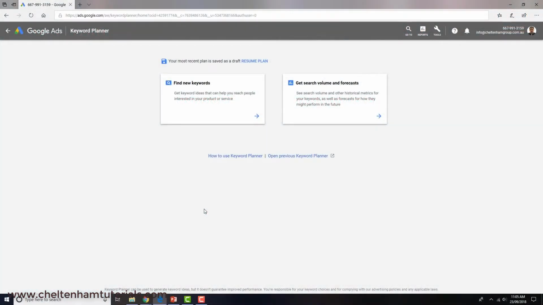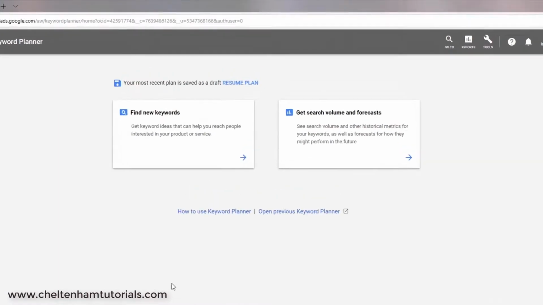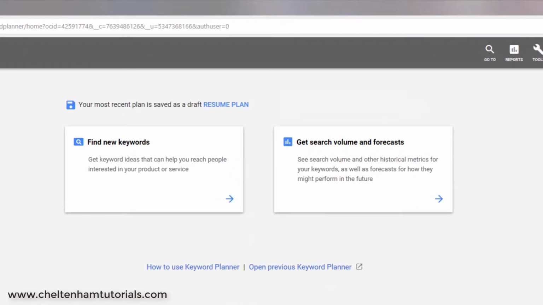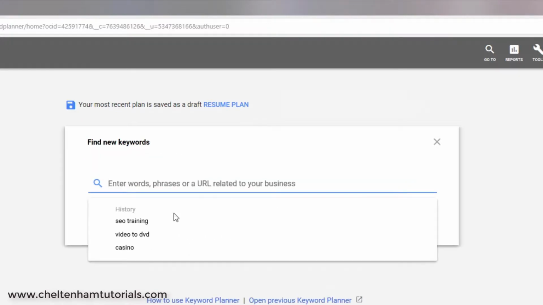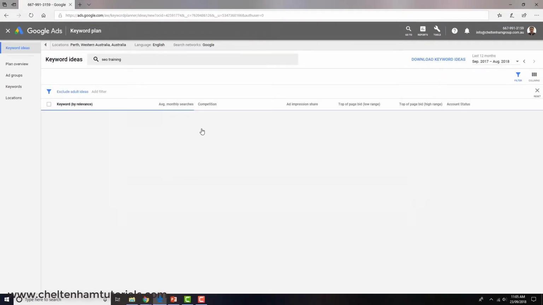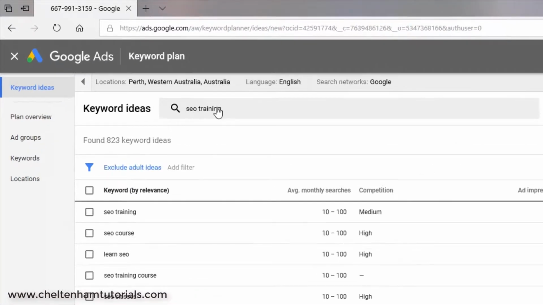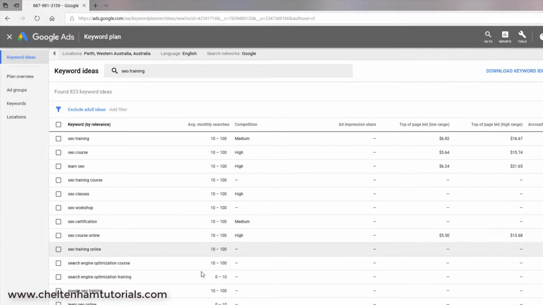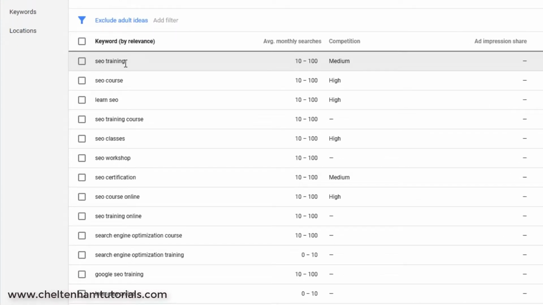So once you've signed up for an account and opened up the Keyword Planner, this is what you'll initially see. There are two things. You can get volume forecasts, and you can also get new ideas for different keywords. So if we go here, in my case, let's say I want to look at something like SEO training. I just simply type in SEO training here, and it gives me an idea of what to expect. Also, it suggests other phrases. So there's the one I initially typed in, which was SEO training. Other common things would be SEO course, learn SEO, SEO training course, SEO classes, workshop, certification, etc.